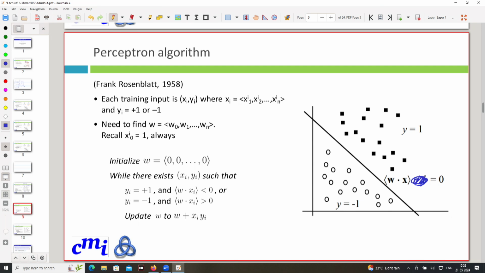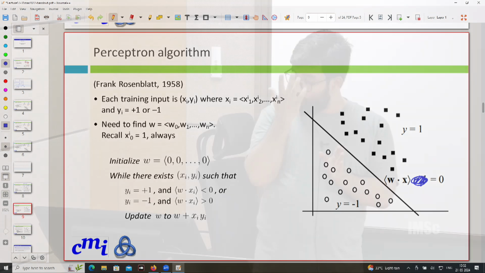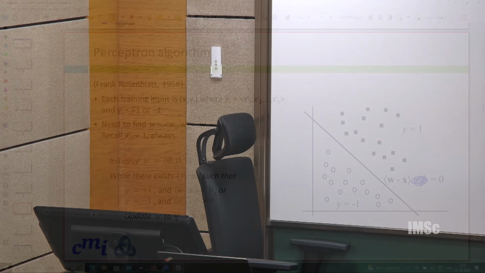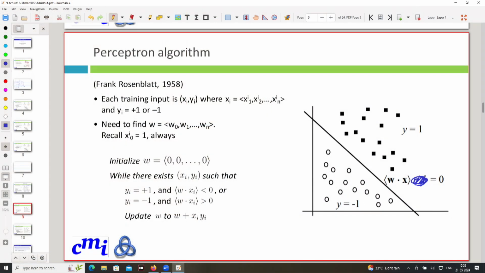Once I have this simple equation form, I want to find a w so that for all positive points, w dot x for that positive point is a positive number. And if that point is negative, then w dot x of that negative point is a negative number. This is all that I want. I want to find such a w. Then here is my algorithm to do that. Take one of these points in my training data set. The label could be +1 or -1.